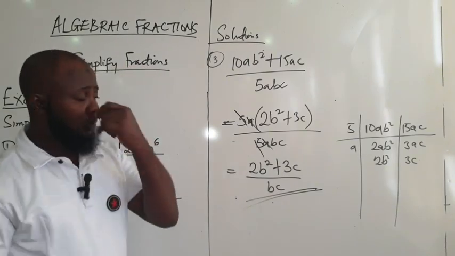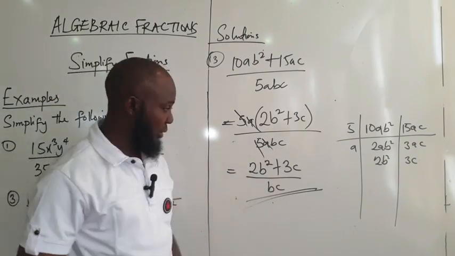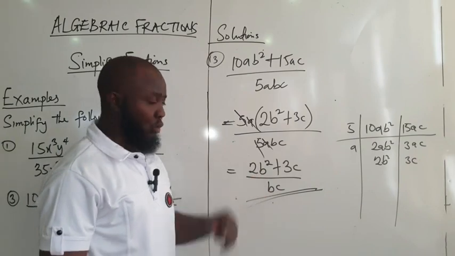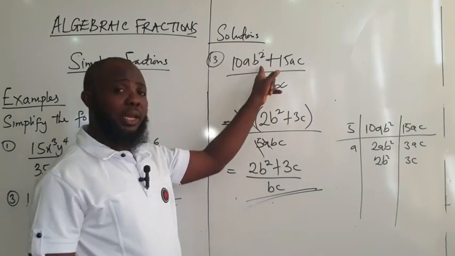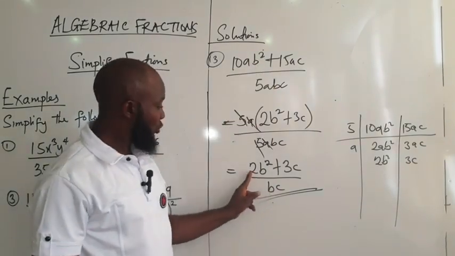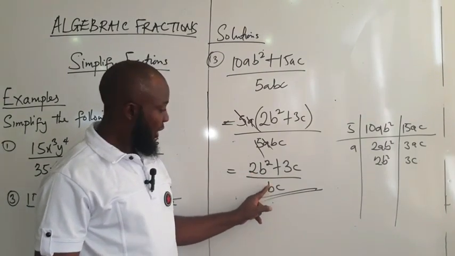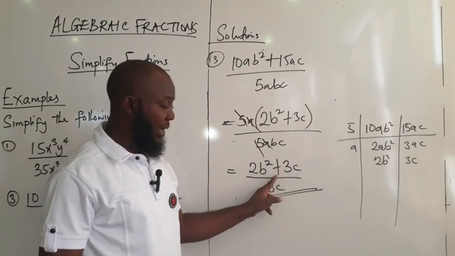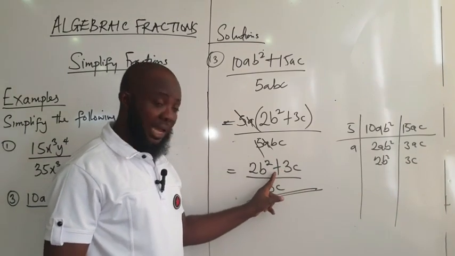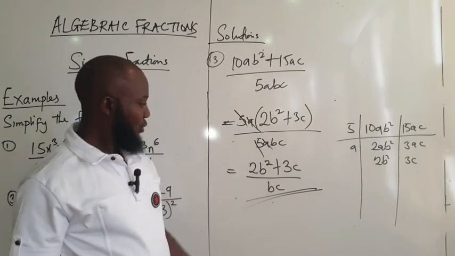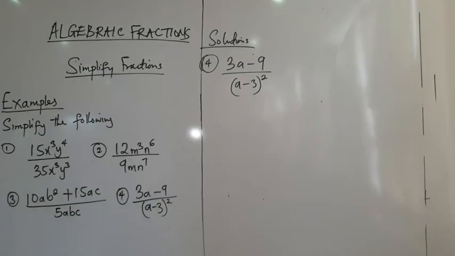And some students will ask this question. You ask, this b is supposed to cut this b. Don't forget what I told you earlier on. You cannot cut it because this is a term, this is another term. What you have between the terms is what? Plus. If it is plus or minus, you cannot cut. But if it is times, you can cut. Is that clear? So we move to question number 4.